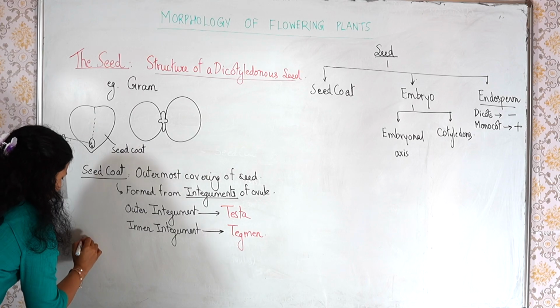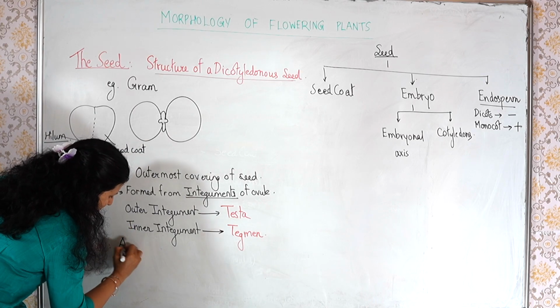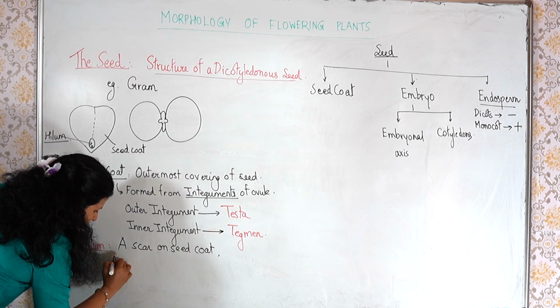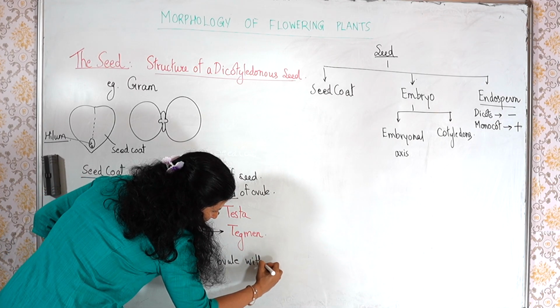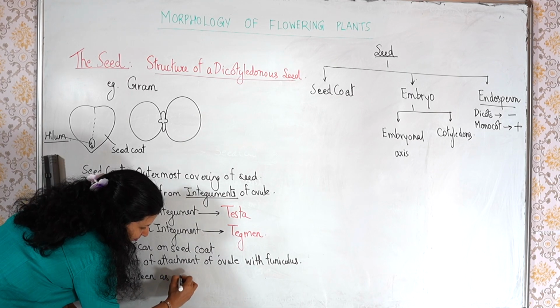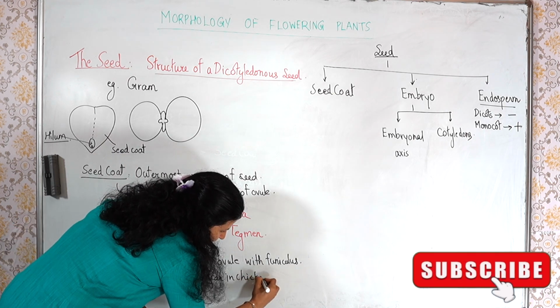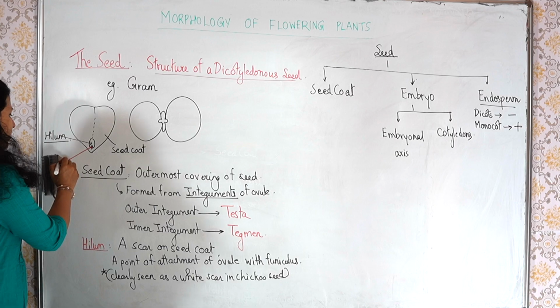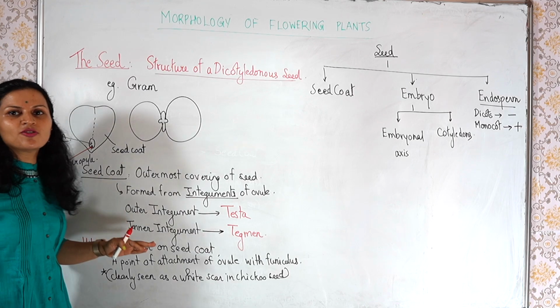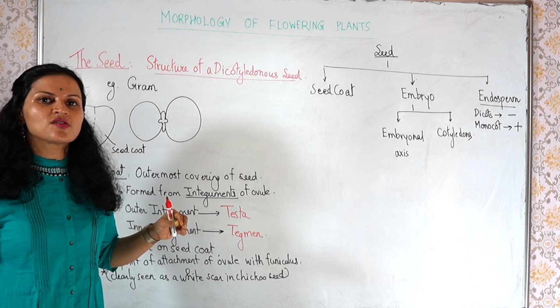Hilum can be defined as a scar on the seed coat, which is the point of attachment of the ovule with the funiculus, clearly seen as a white scar in chiku seed. Right above the hilum, there will be a small pore. This pore is the micropyle, the same micropyle which was also present in the case of the ovule.